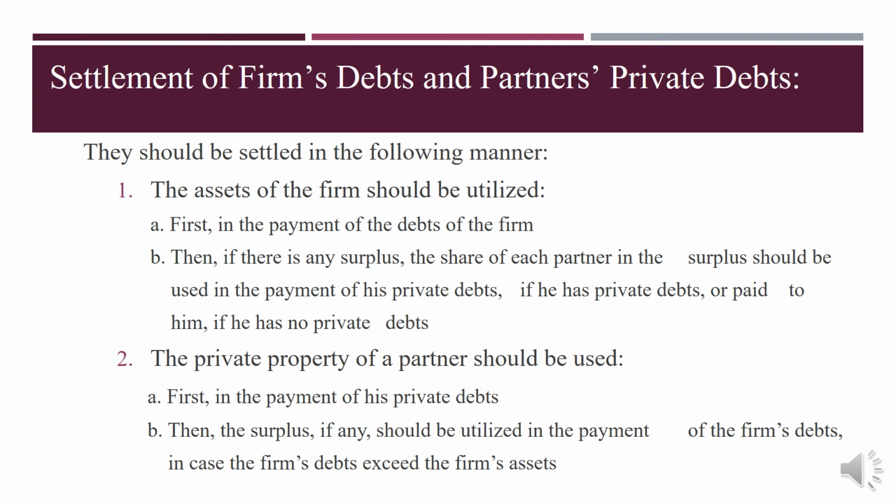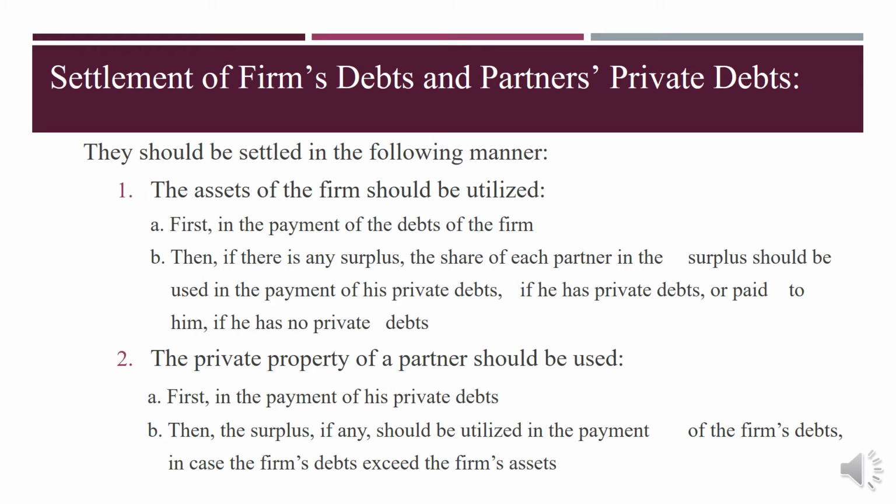Now, settlement of firm's debts and private debts. There we have discussed the first one, the realized value is supposed to be used for paying the firm's debt and then the partners' debt. So let us discuss how it should be done. The first one, the assets of the firm should be utilized first in the payment of debts of the firm. This debt means debt belonging to outsiders, borrowed from outsiders.